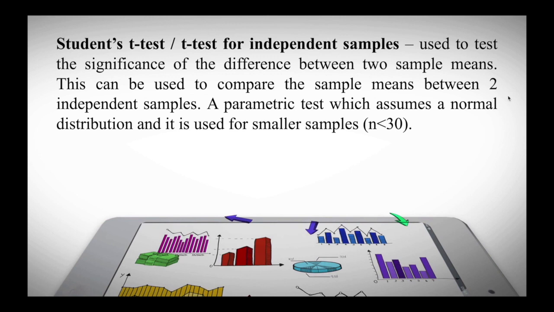Okay. A parametric test which assumes a normal distribution. Take note, guys, for the assumptions, normal distribution meron tayo. And it is used for smaller samples. When we say smaller samples, this is samples with 30 or less na data. Yung last time, we had there the large independent samples, and we're dealing there sa data natin is 30 and up. Okay? So, greater than or equal to 30 ang n.